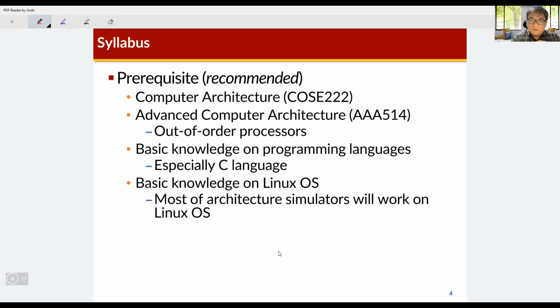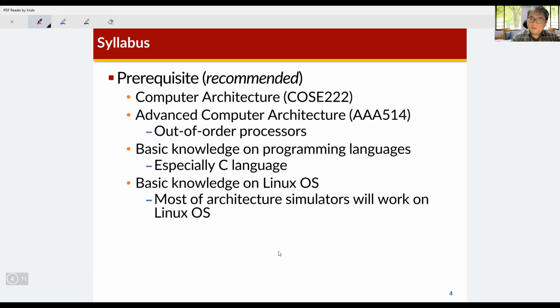And then the prerequisite is that you need to know the basic concepts of computer architecture, which is covered by COSE 222. This is the computer architecture course for undergraduate students. So I assume that you already know the main concepts of the undergraduate computer architecture course, like pipelining, memory hierarchy, and memory subsystems. You need to understand the very basic concepts of computer architecture.